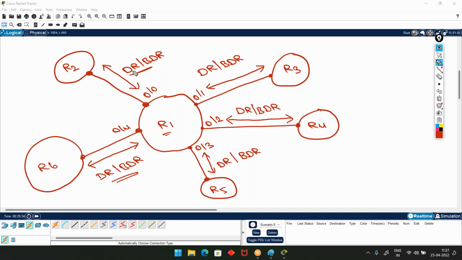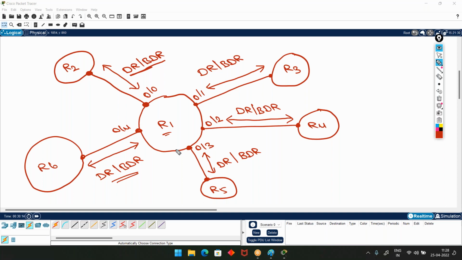That means the DR and BDR election happens at the interface level, not at the router level. So remember this point: for each and every interface we consider a DR and BDR election. Suppose an interface belongs to the OSPF protocol, definitely there is a DR and BDR election. Getting my point?